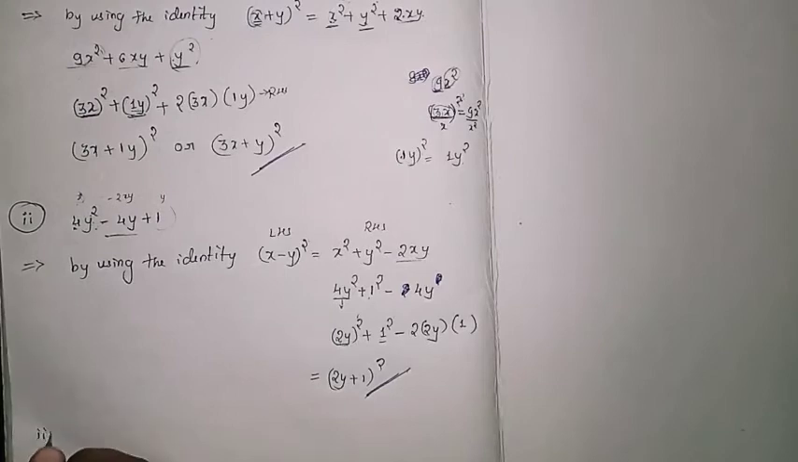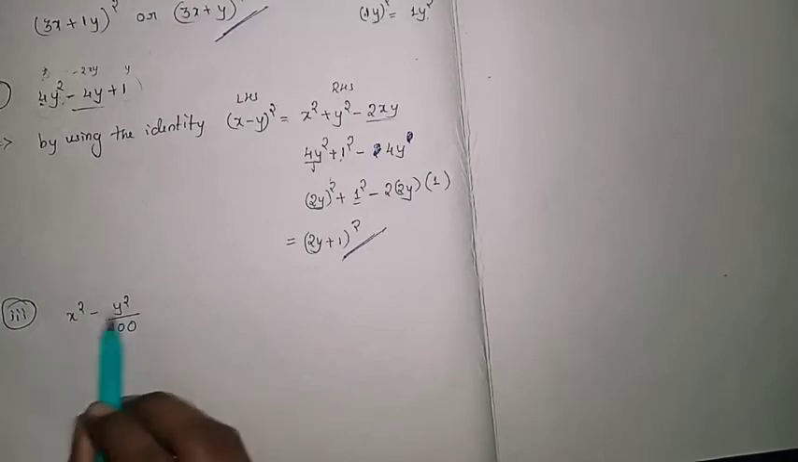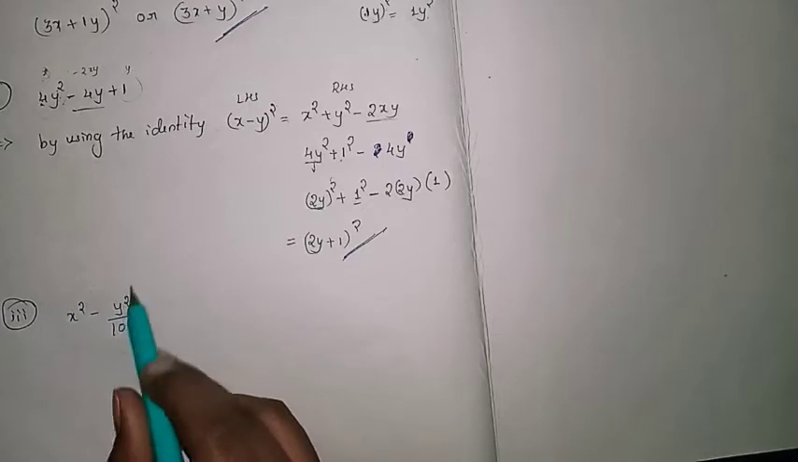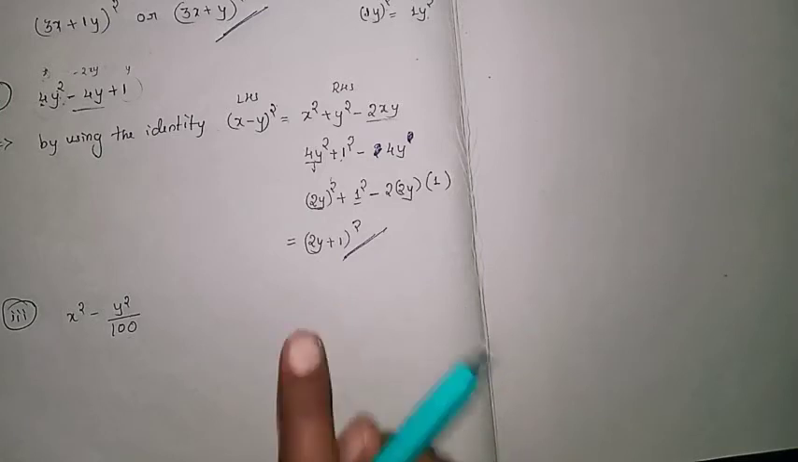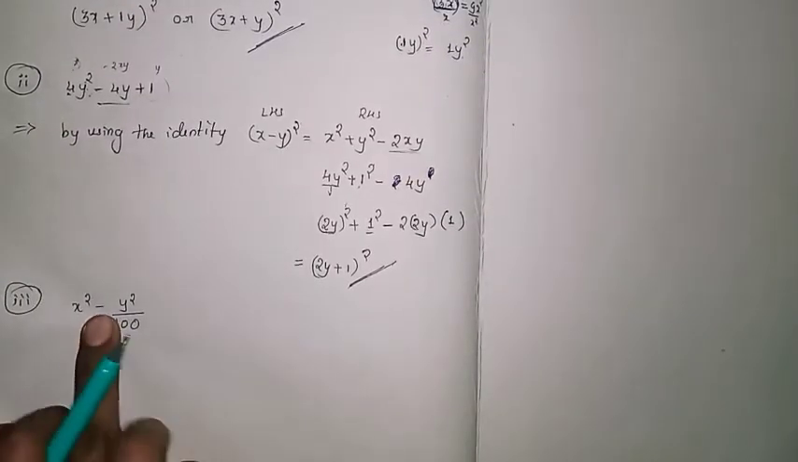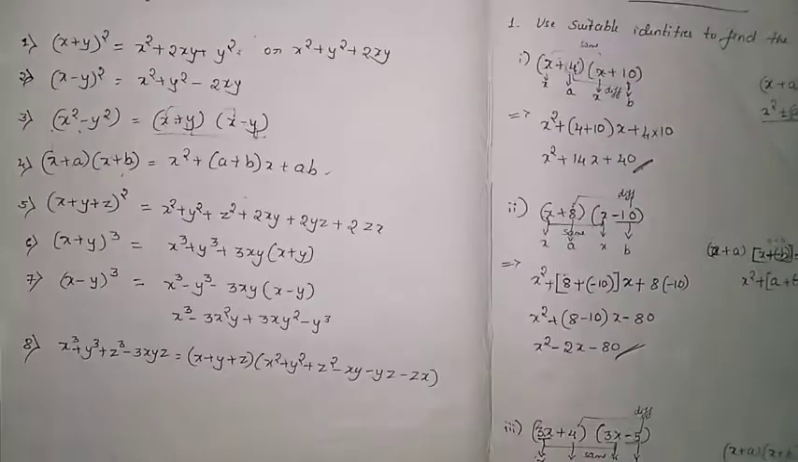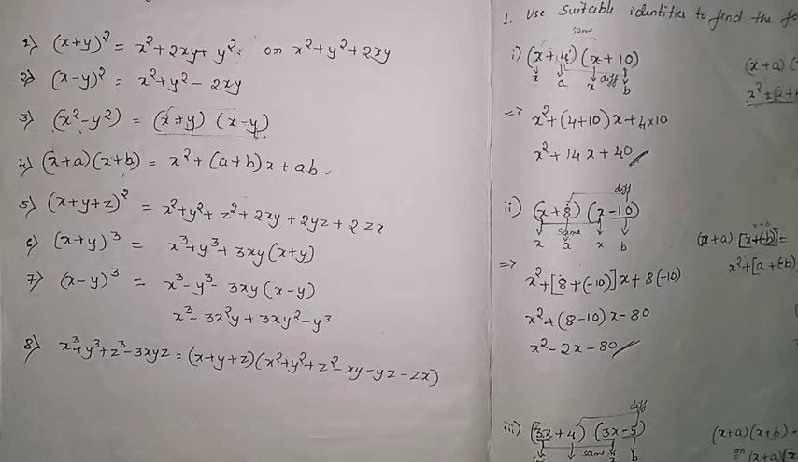So let's move towards the third problem. In the third problem you observe that we have only two terms and the sign is negative. The first term is a square term and the second term is also a square term, and we have to find the identity from that. In the identity formulas, we have two square terms with the negative sign. You have to find that one. I am showing it because you have to understand the concept. Afterwards I will not tell you how to recognize it. You must learn this one.